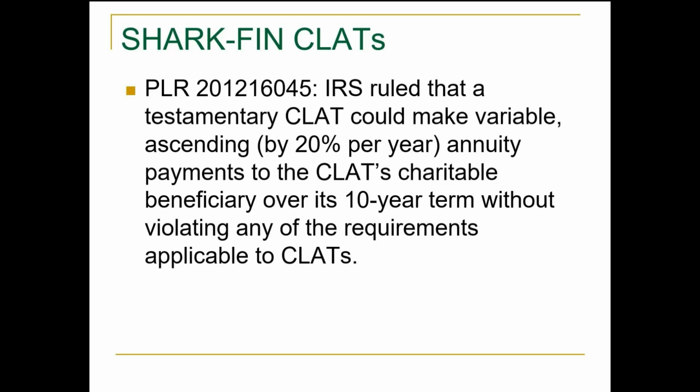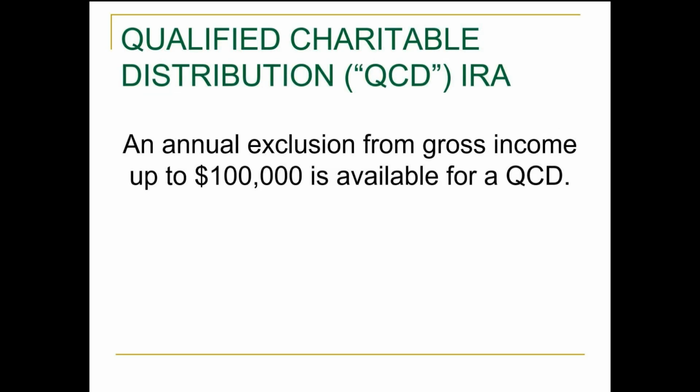One comment on private letter rulings. Private letter rulings are not precedent per se. Basically, it's the IRS saying that this type of structure was presented to them. They reviewed it in that particular circumstance, and the IRS said that was permissible, that in fact you could have this structure with the variable ascending interest to charity over a specified term.